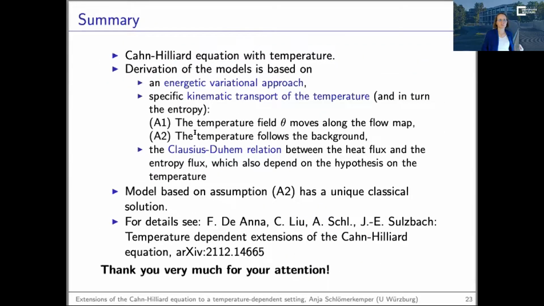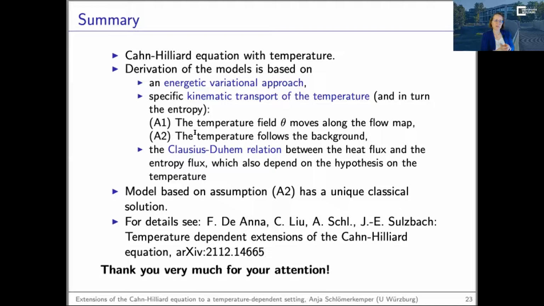So let me sum up. For this Cahn-Hilliard equation with temperature, we derived the models. This was an important part of our work, based on an energetic variational approach. We have discussed the issue of how to define the kinematic transport of the temperature, and thus in turn of the entropy. There are two cases we consider: that the temperature field moves along with the flow map, or it follows the background. And then, of course, we also have to deal with the thermodynamic conditions. So we have the Clausius-Duhem relation fulfilled. We also have the conservation of the total energy.